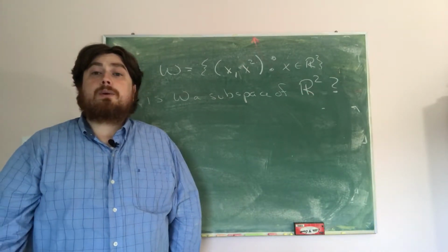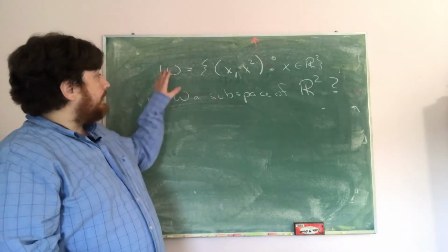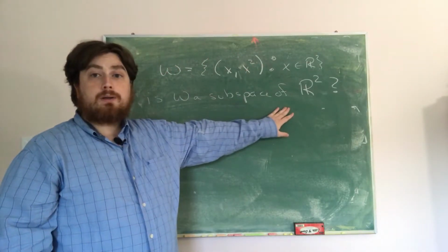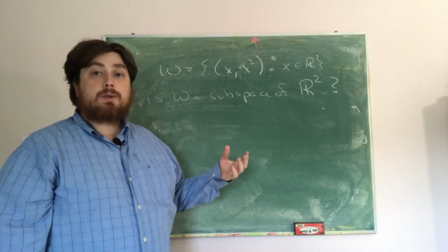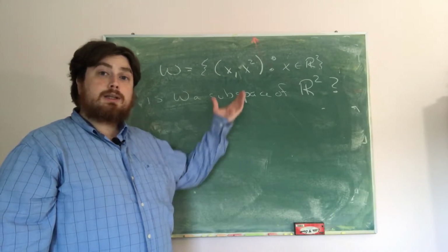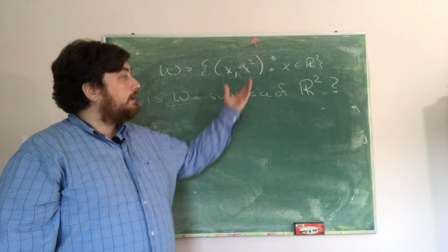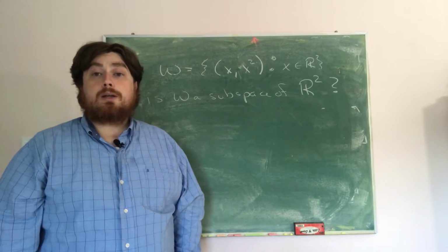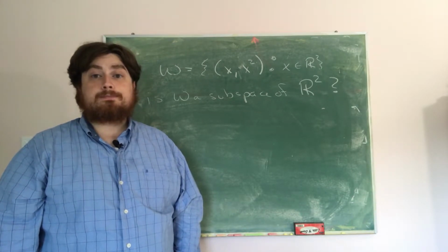So if I want to know that, what I need to know is: is this a non-empty subset of R squared? And if I take two real numbers C and D, and take C times something in W plus D times something in W, do I end up with something in W?